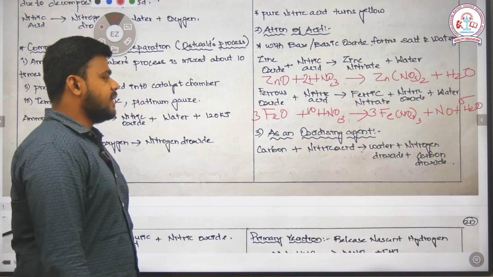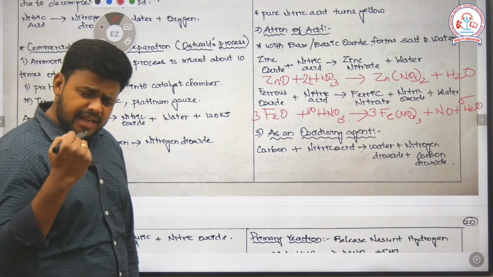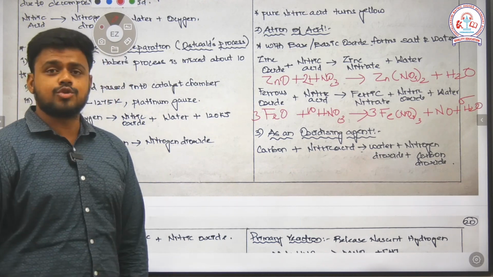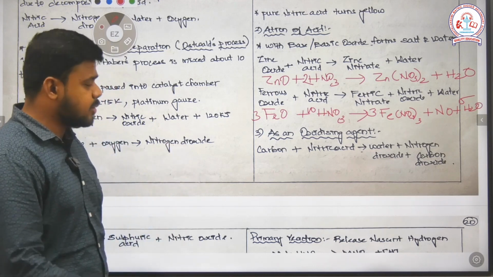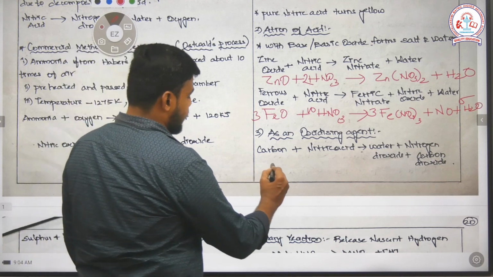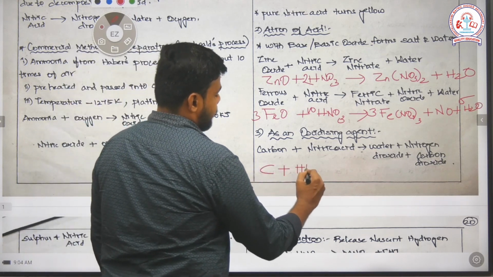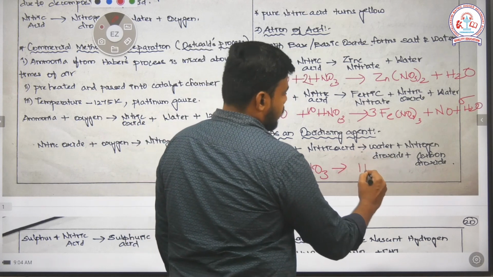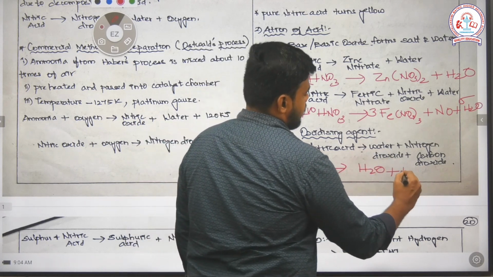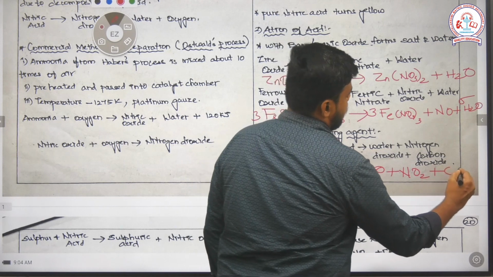The next one, reaction with non-metals like carbon, to show that nitric acid has an ability to oxidize the other substances it is reacting with. See, carbon reacts with nitric acid to form water molecule, nitrogen dioxide and carbon dioxide.